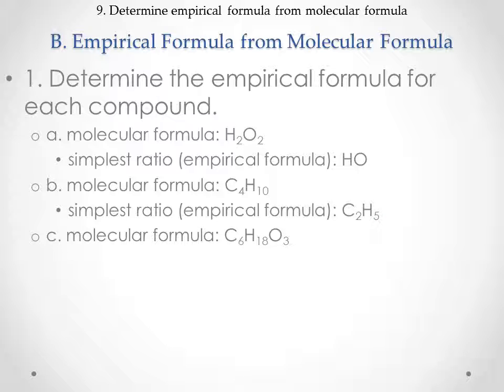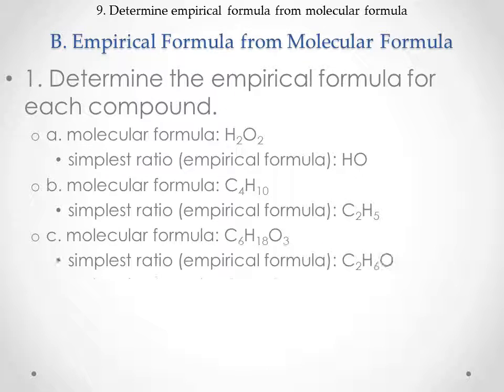Here's another example, C6H18O3. Each of these could be divided by the number 3. If I divide them all by 3, that gives us C2H6O, or the empirical formula.